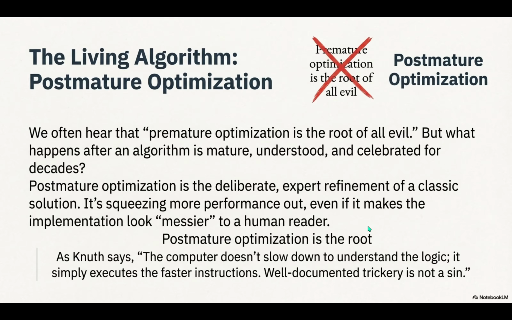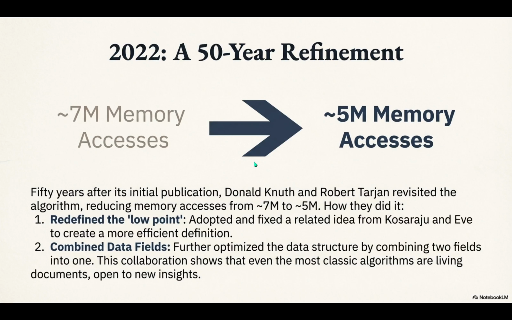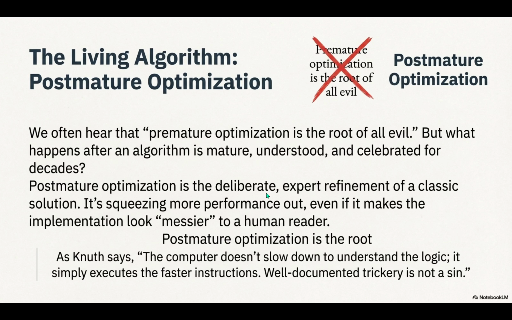Which might not sound like a lot in an age of terabytes, but when you're running these calculations over and over in real time, it's massive. That's a huge savings in computational speed and power. They did it by redefining the low point calculation a bit and combining some data fields. It just proves that these classic algorithms aren't museum pieces. They're living documents, exactly, open to new insights.